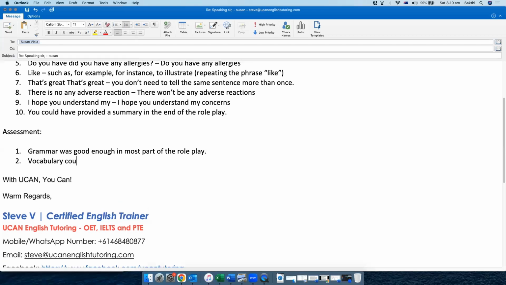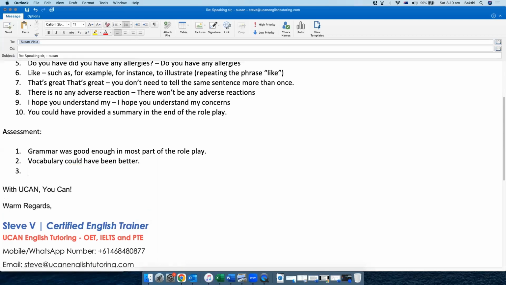Vocabulary could have been a little bit better because you were using the same phrases such as like and so on several times. So you could have used some different synonyms in order to impress the patient. That could have been done.